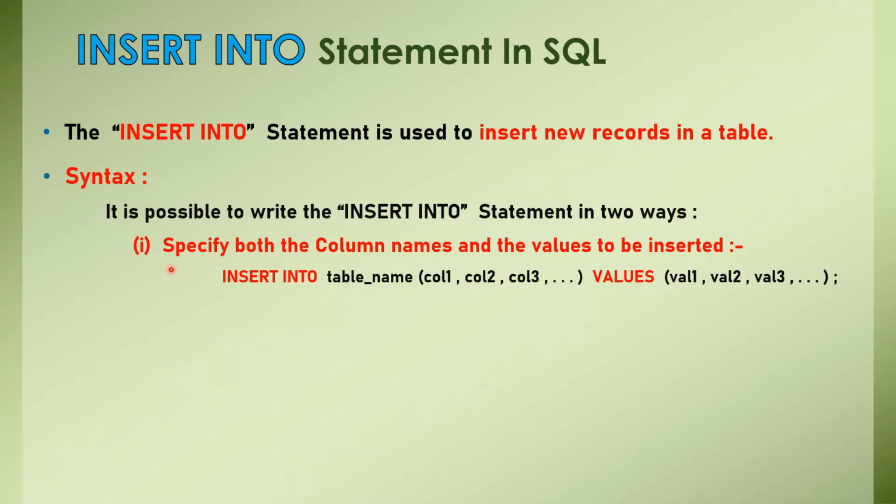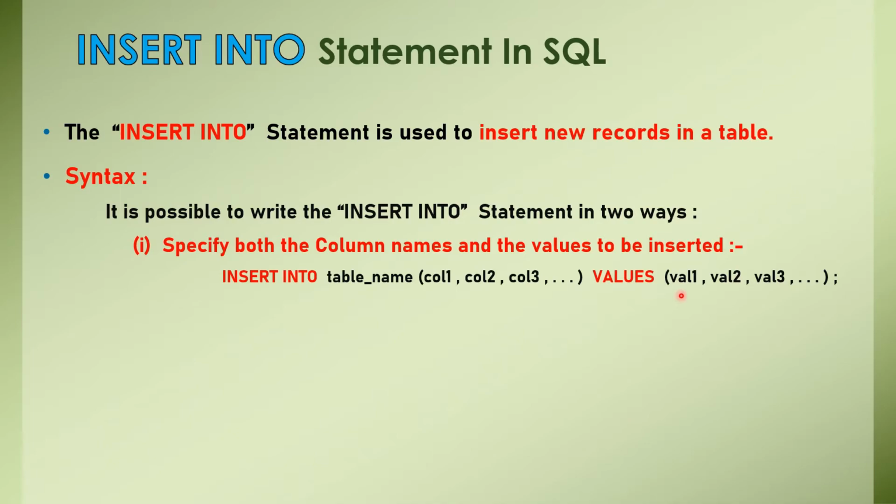So what is our first way? You need to specify both the column names and the values to be inserted. What is the syntax? What is the query? INSERT INTO table name, bracket open, within the brackets you need to write all the column names separated by commas. So column1, column2, column3, as many columns as you want, and then you need to give VALUES. Again within parentheses you need to write value1, value2, value3.